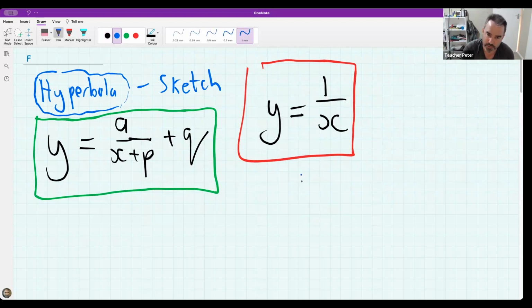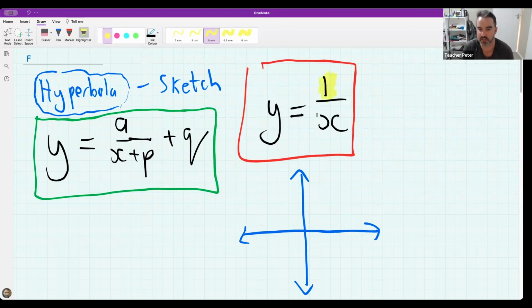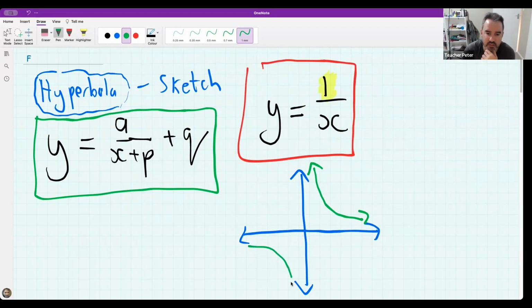So the hyperbola has a rather interesting shape. If the value, the constant term, is positive, it would be in this quadrant and that quadrant, because when you multiply a negative by a negative, you get a positive. And when you multiply a positive by a positive, you get a positive. So this graph of y equals 1 over x is going to be in these two quadrants. And it's going to look like that and like that. So that is the graph of y equals 1 over x.